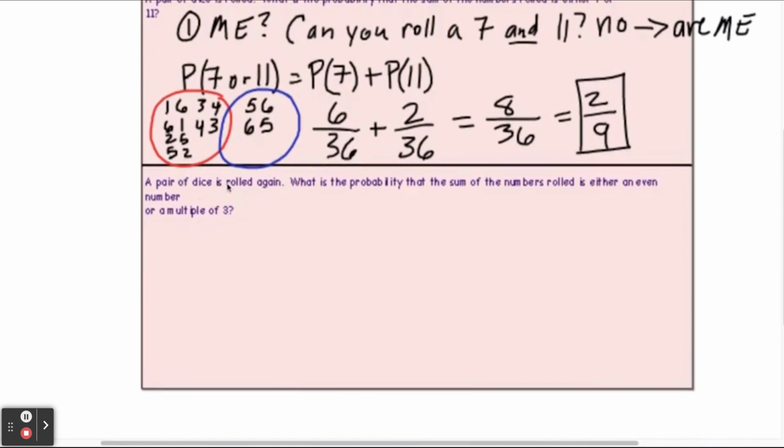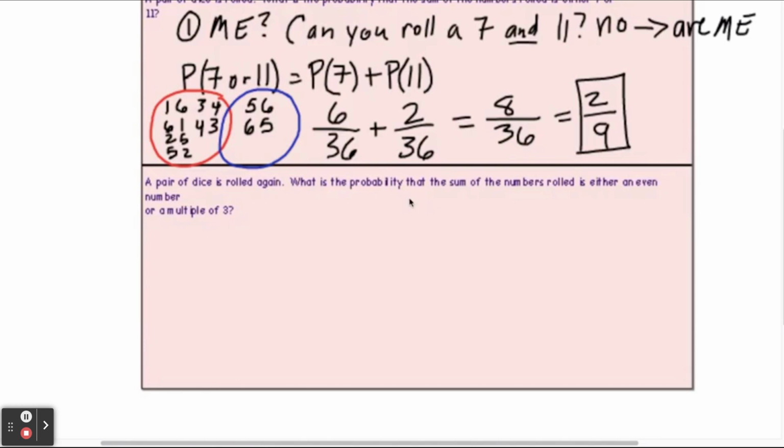Let's look at another example. It says a pair of dice is rolled again. What is the probability that the sum of the numbers rolled is either an even number or a multiple of 3? Okay, so first thing we should probably do is just write down our multiples of 3 so that we know what we're looking for.